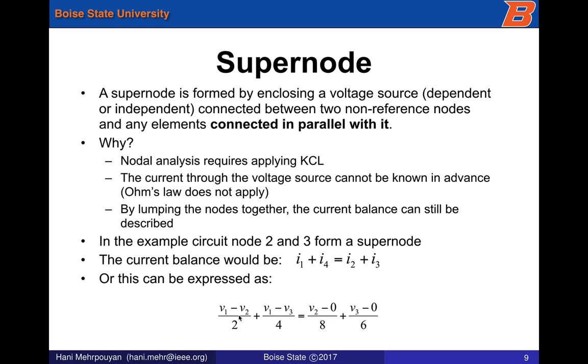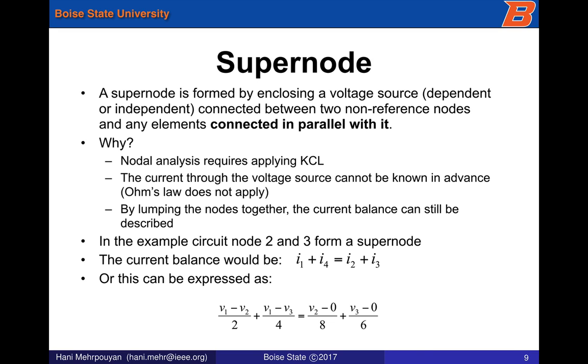What we can do at this point is to actually write down what I1, I4, I2, and I3 are. I1 is V1 minus V2 divided by the resistance. I4 is V1 minus V3 divided by the resistance. And I2 is V2 minus 0 divided by the resistance. And finally, I3 is equal to V3 minus 0 divided by the resistance.